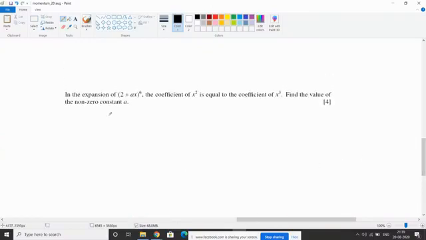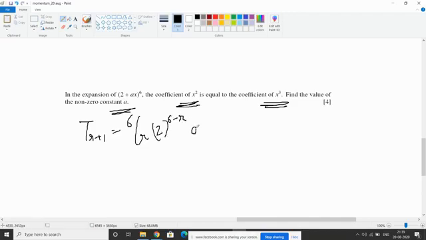Next question. In the expansion of (2 plus ax) raised to power 6, the coefficient of x square is equal to the coefficient of x cube. Find the value of non-zero constant a. So let's find out the coefficient of x square. So let's quickly write down the general term. Always write down the general term. So 6Cr 2 to the power 6 minus r, a to the power r, x to the power r.